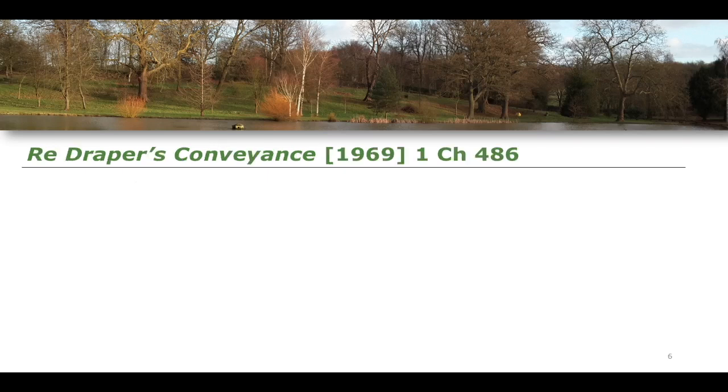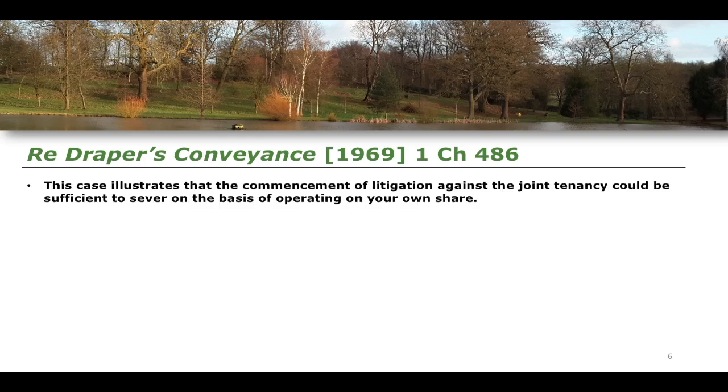And we can refer back to the 1969 case of Draper's Conveyance that we looked at in the previous lesson. This was the case where an individual had given written notice to sever, and then they changed their mind and tried to get the letter away from the person to whom the notice was going to be delivered. Essentially, this case simply illustrates that the commencement of litigation against the other joint tenant could be sufficient to sever on the basis of operating on your own share.